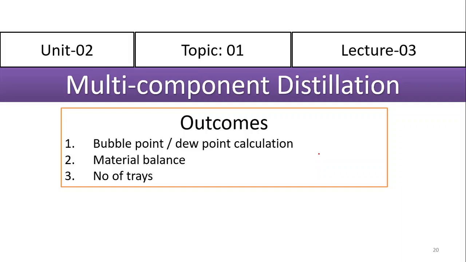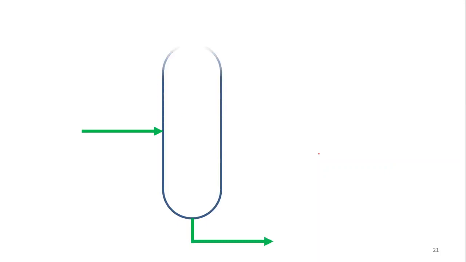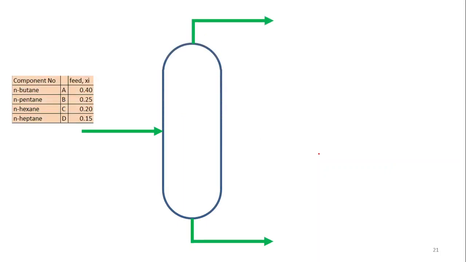So today we are going to discuss some other calculations of multi-component distillation that deal with the number of trays and the reflux ratio and all these things. Earlier we discussed the bubble point and dew point calculation. We have discussed that if the feed is multi-component, for example, in our case there are four components A, B, C, D.